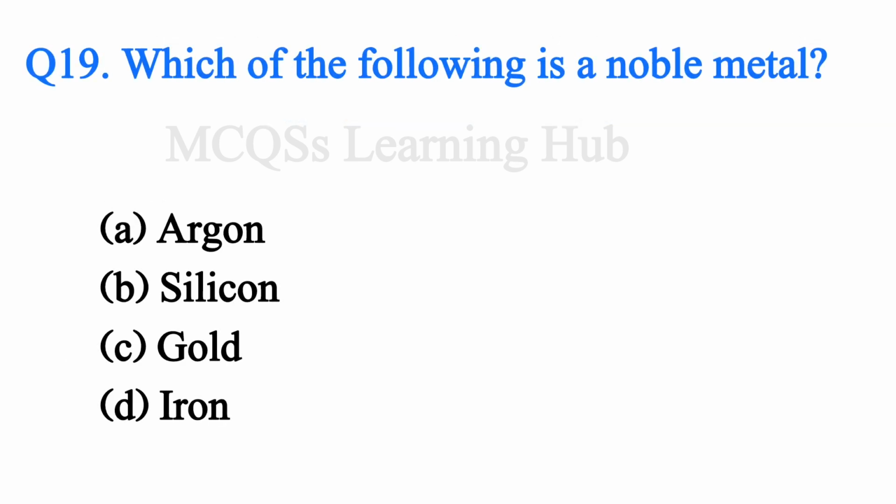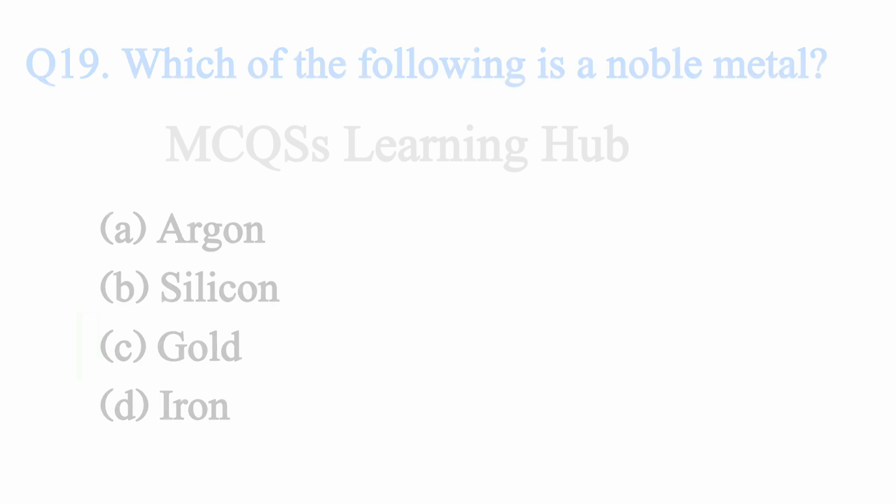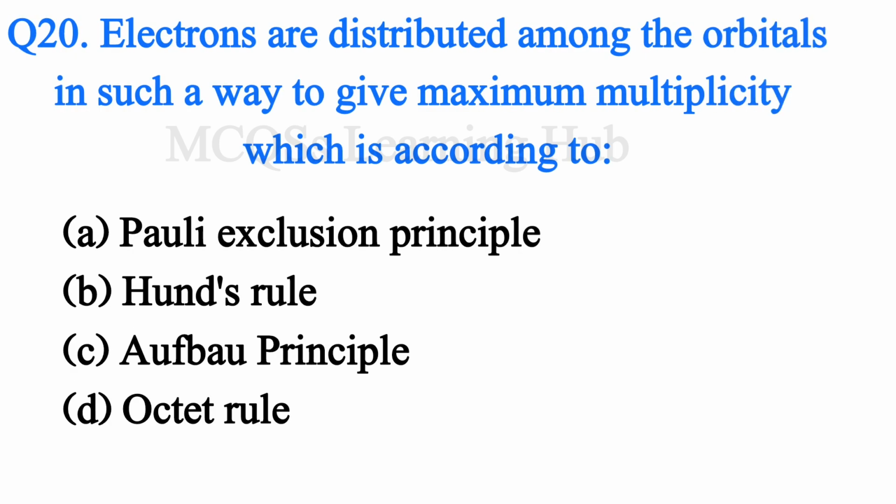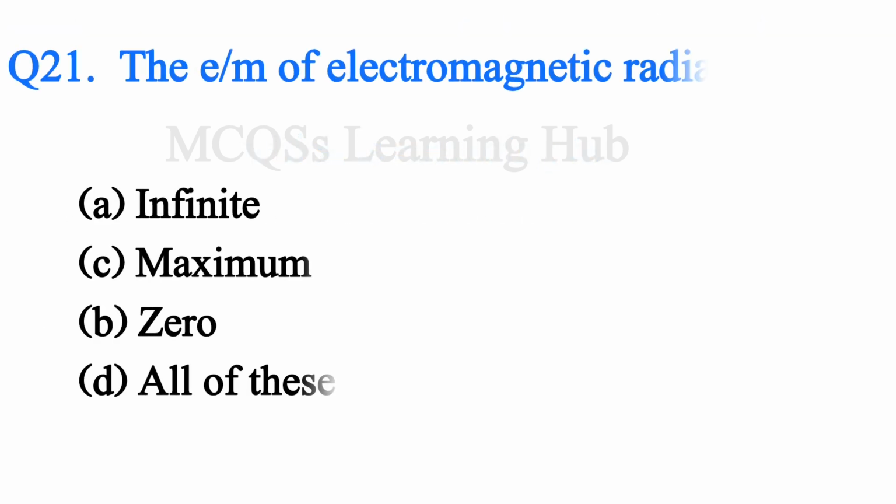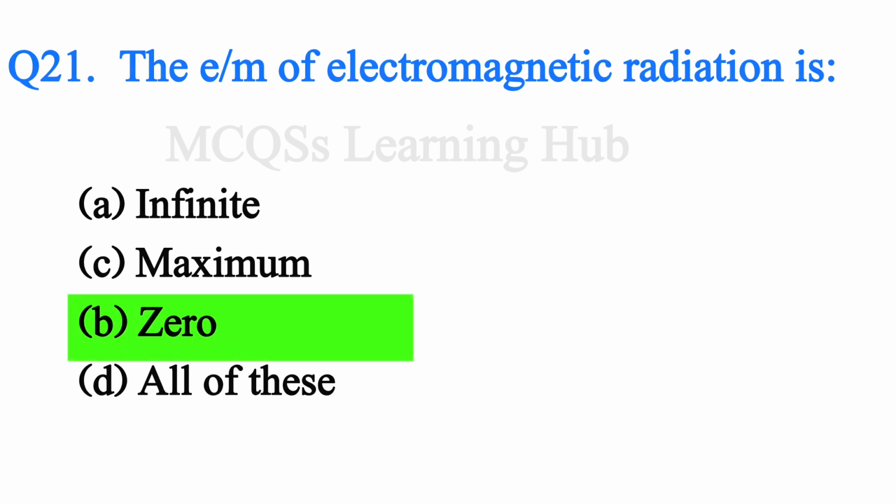Which of the following is a noble metal? Option C is correct. Electrons are distributed among the orbitals in such a way to give maximum multiplicity, which is according to. Option B is correct. The EM of electromagnetic radiation is. Option B is correct.